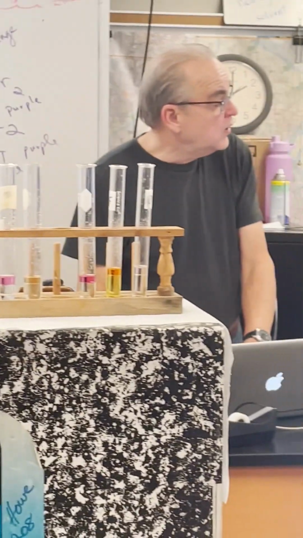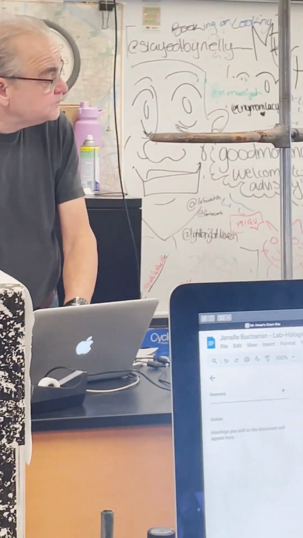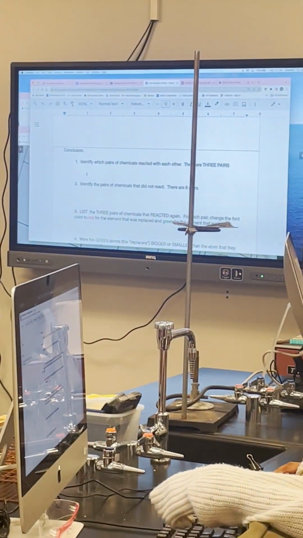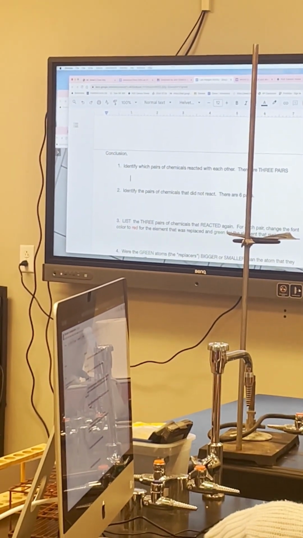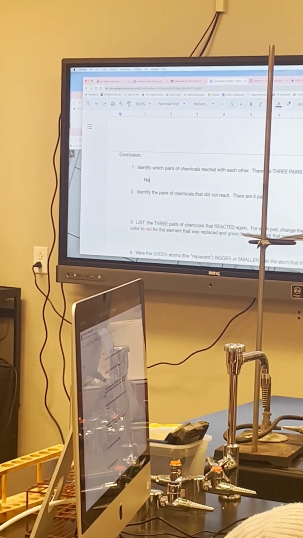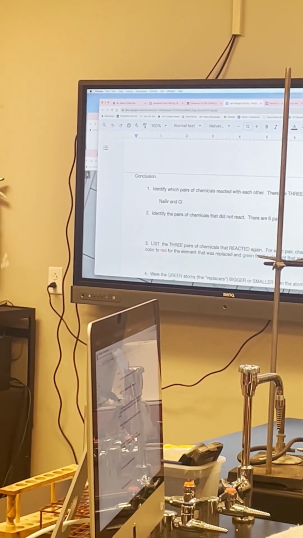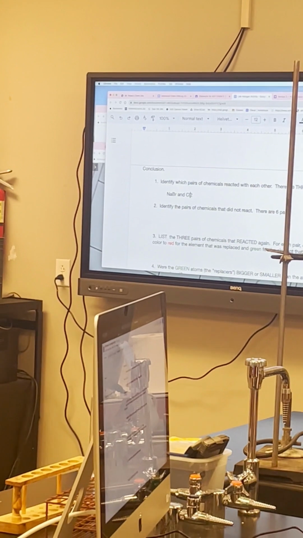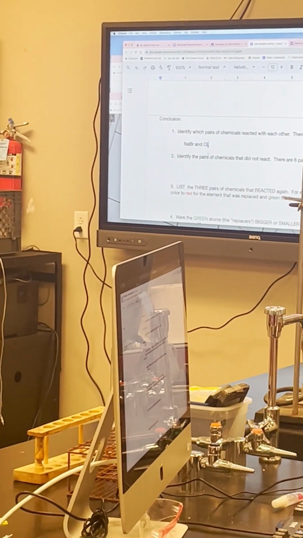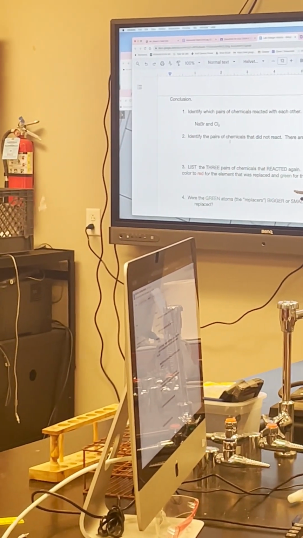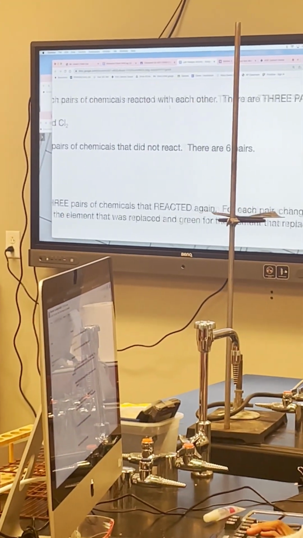I'll just go ahead and show you what I want. I'll do one, you do the others. So one of the pairs that reacted with each other. Remember on your Chromebooks you can do a command comma to get a subscript. So NaBr and Cl2. If you highlight the number and do a control comma on a Chromebook, you get that subscript. If you have a MacBook, it's command. All right, so that's what I want you to do. Now, that's one of 3 pairs.